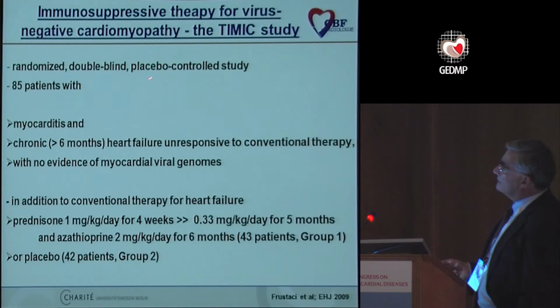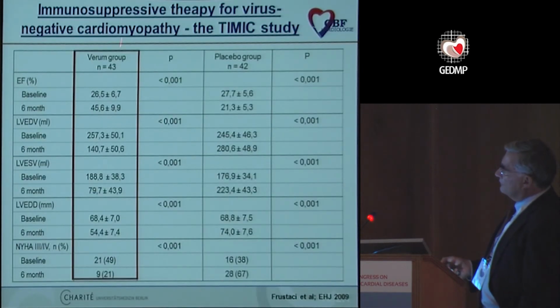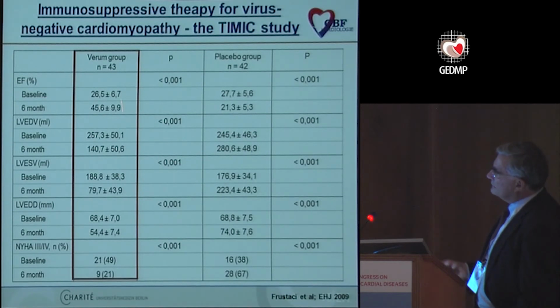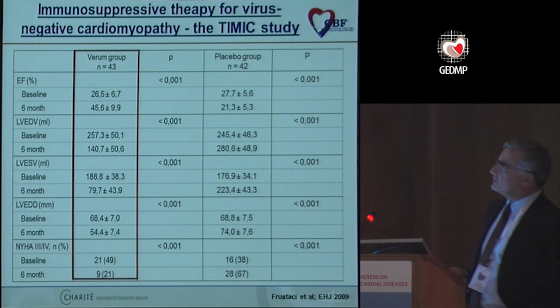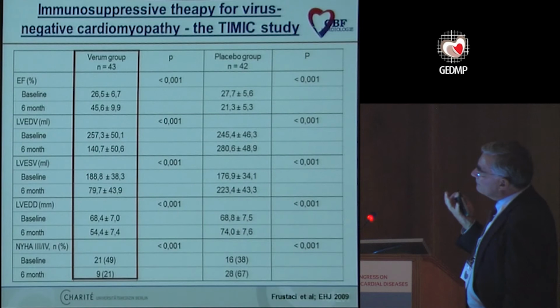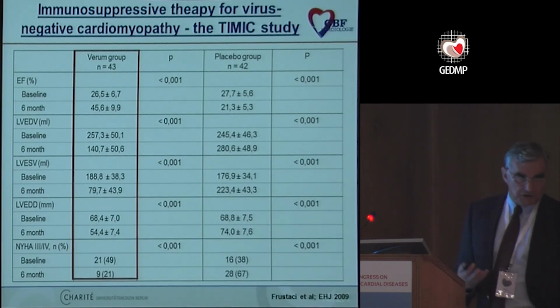It's a prospective randomized double-blind study in 85 patients who were treated with prednisone and azathioprine and compared to placebo. And as most of you know very well, those patients who were treated with immunosuppressive therapy significantly improved concerning left ventricular function and the clinical situation, whereas in the placebo group there was a continuous decrease of left ventricular function. So this is a very significant result: if you make a clear-cut diagnosis, you have a chance to treat these patients.